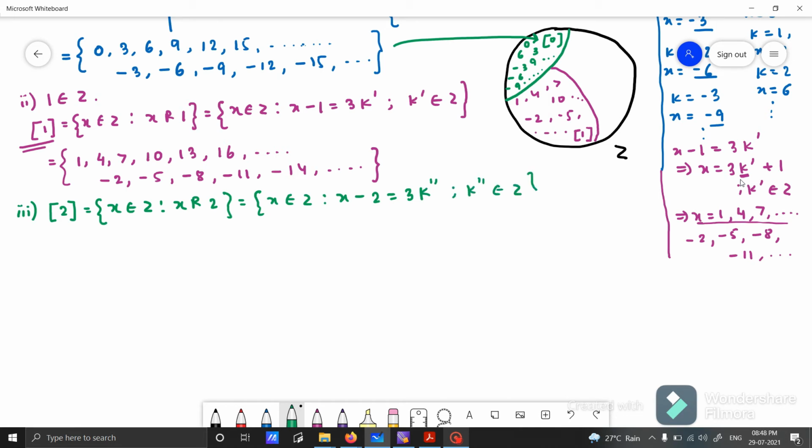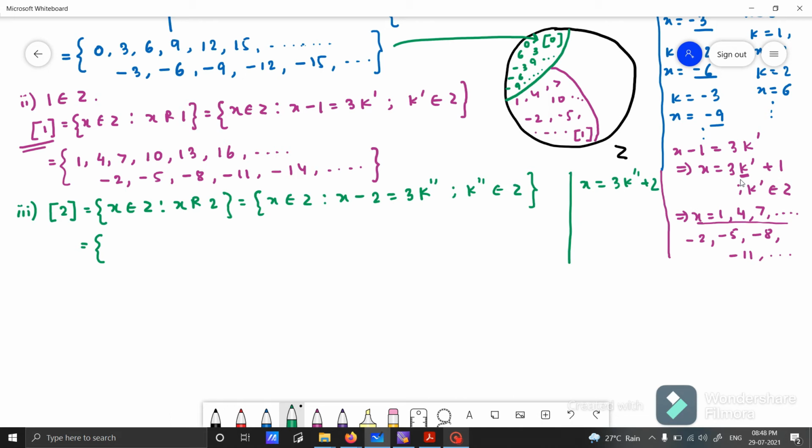So you can see the process is the same. Now that you have already understood, I will not go into the details of the rough work here. You can make out what the elements will be. Let us do it directly in the definition of the relation. x minus 2 equals 3k. So let me write down what x is: x equals 3k double dash plus 2.